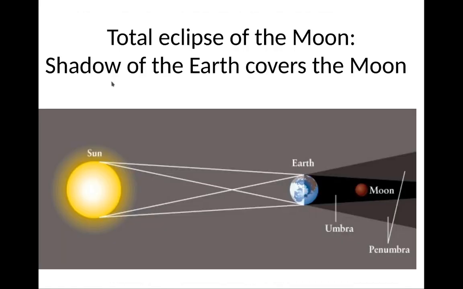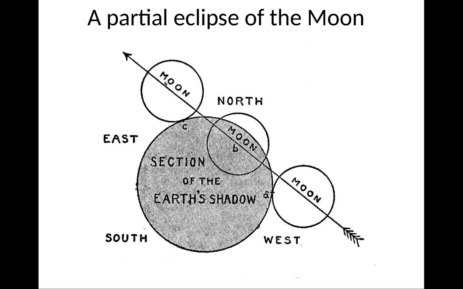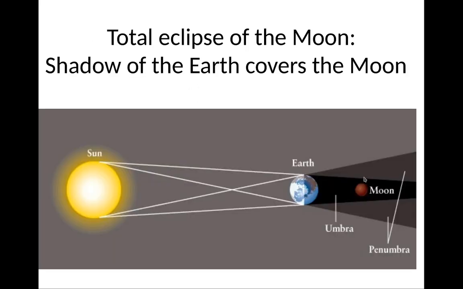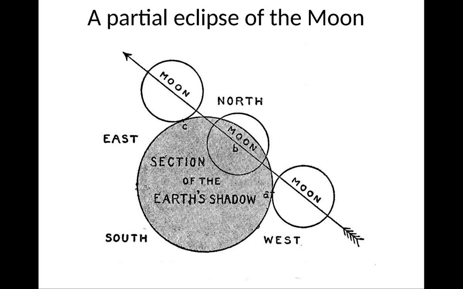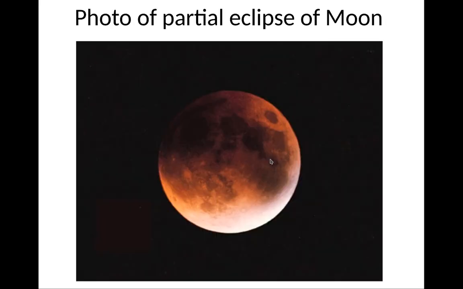Okay, so this is a close-up of an eclipse of the moon. The shadow of the Earth covers the moon. There are two parts of the shadow, the umbra and the penumbra. And there are also partial eclipses of the moon, because sometimes the moon just misses the umbra of the Earth, and you get partial eclipses. All right. So here's an example of a partial eclipse.